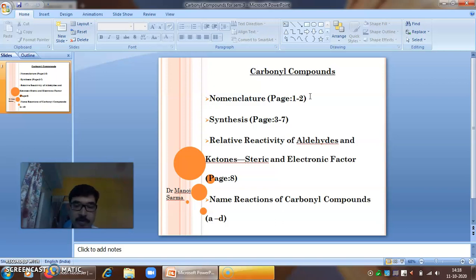Regarding nomenclature of carbonyl compounds, you have seen that "al" is added for aldehyde, replacing the final E of the corresponding alkane. Accordingly, for ketone, the final E of alkane is replaced with "one". So that means propanone, ethanone, etc. Now there is no ethanone for aldehyde, it is ethanal. You know these things are done in your higher secondary classes.